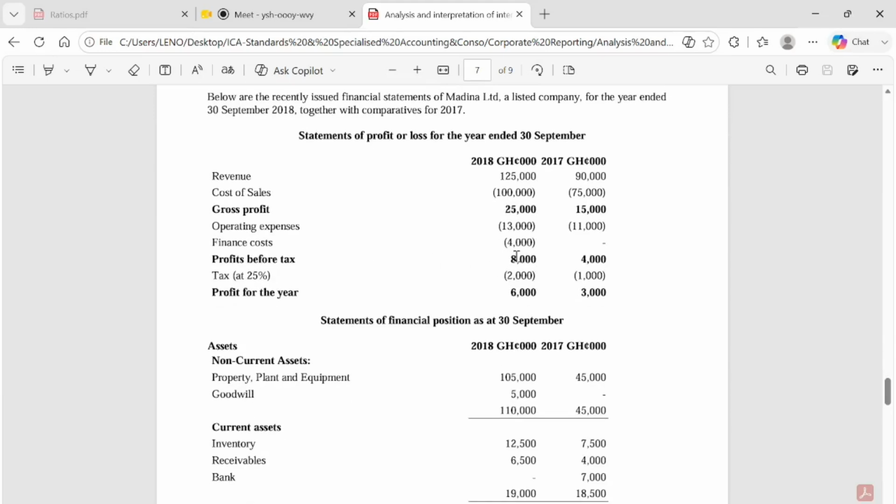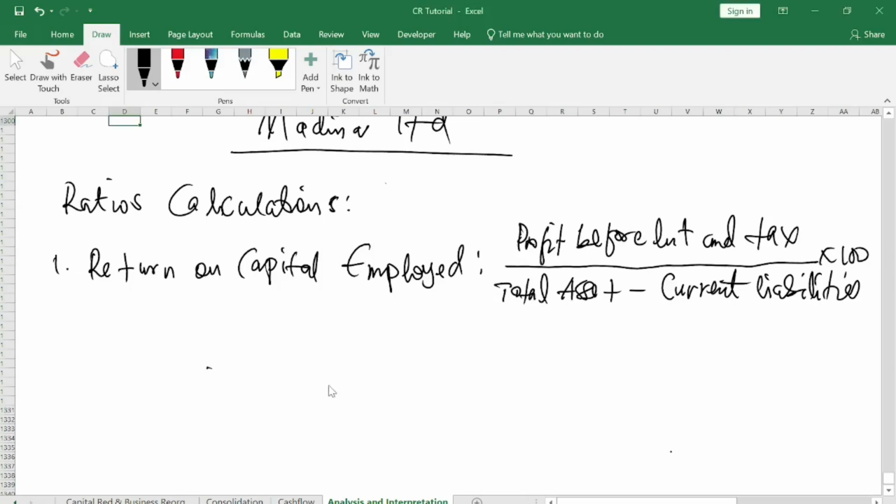That is the parent. Profit before interest and tax is how much? Okay, let's go. So you have here in the question, you have what? Profit before tax, which is how much? 8,000. Now, you say you add what?